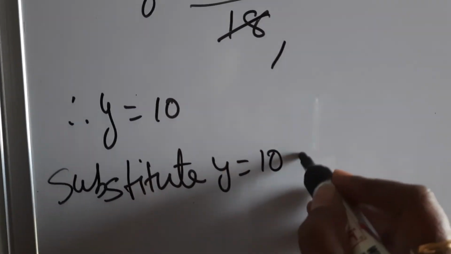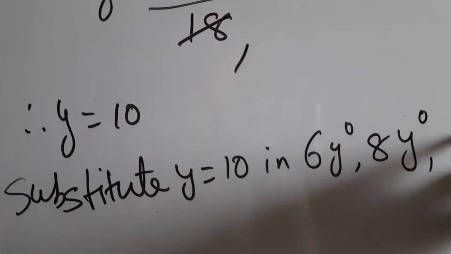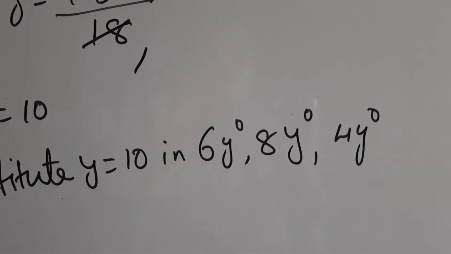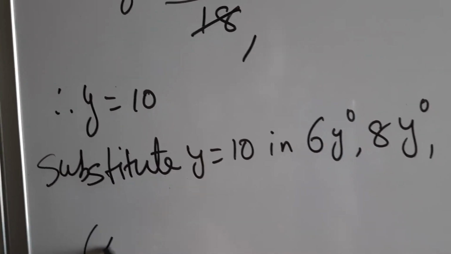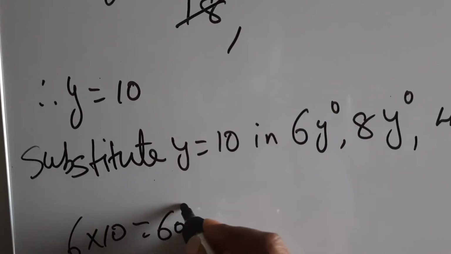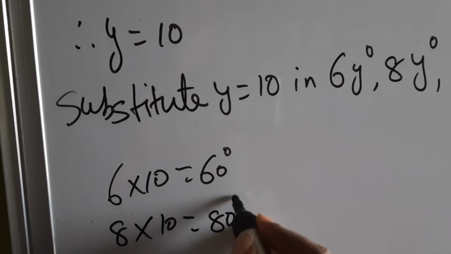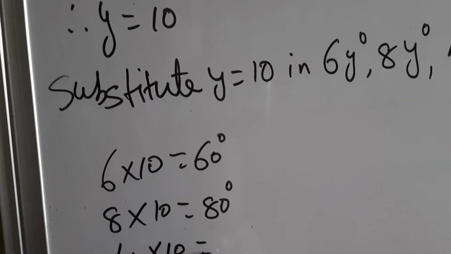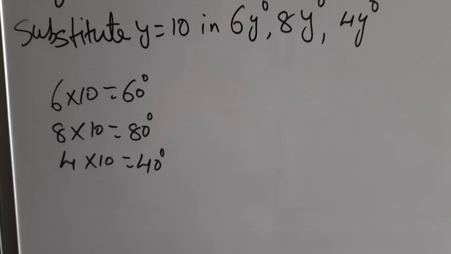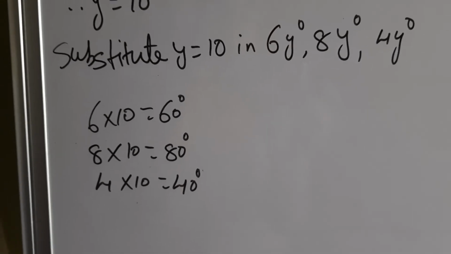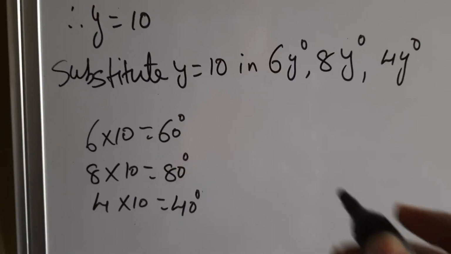So, substitute y is equal to 10 in 6y degree, 8y degree, 4y degree. Okay, and that is nothing but, let us see. 6 into 10 is equal to 60 degree. 8 into 10 is equal to 80 degree. 4 into 10 is equal to 40 degree. Okay, so now we have got the degrees. Now let us see, 6y stands for COD. Okay, measure angle COD. So we will write down the final answer.